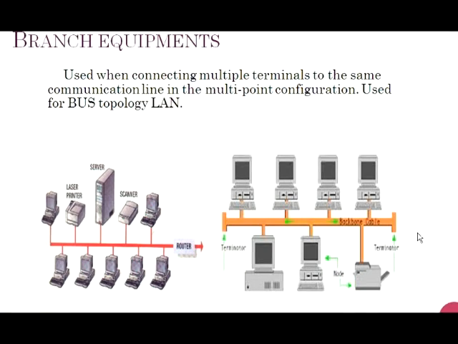So next is the branch equipments. This is used when connecting multiple terminals to the same communication line in the multiple point configuration used for bus topology LAN. So I have known something, founder, that if you will connect those devices, it will perform faster. So here, this branch equipment will serve as a connector of these devices, like for example, laser, server, scanner. So this branch equipment will make it possible for these devices to be connected with one another.